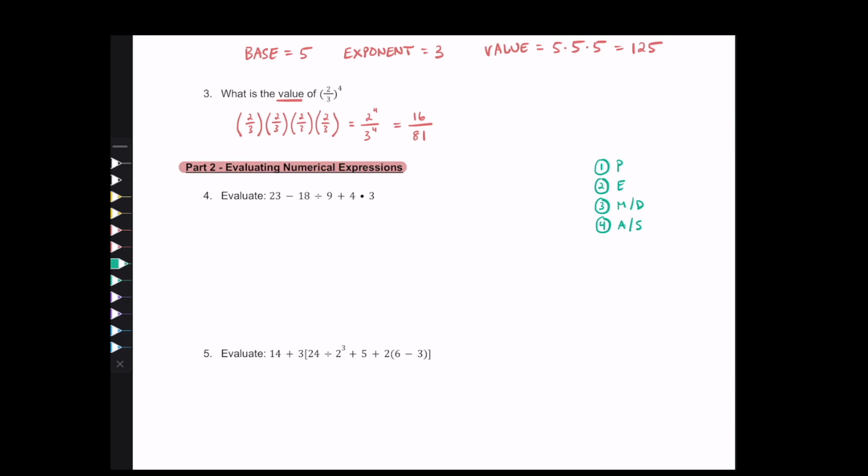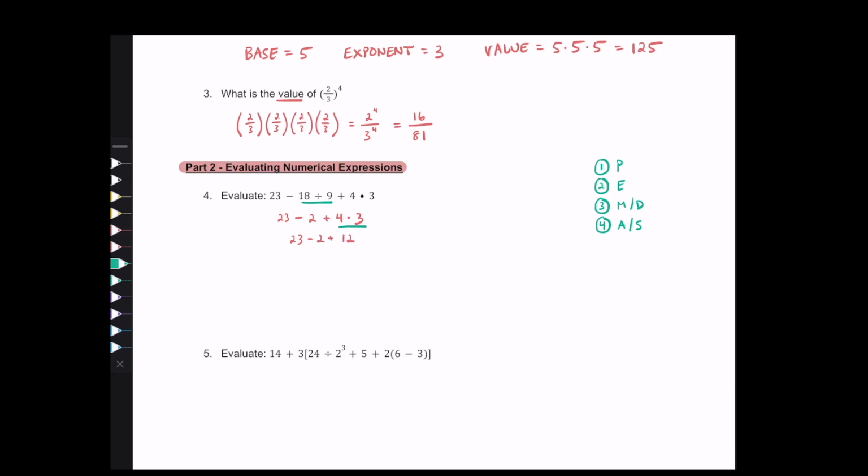Okay, so for this problem, I think we're going to do division first. If we go ahead and do that, that's going to be 23 minus, and 18 divided by 9 is 2. And so we're at 2 plus, and then I'm just going to copy the rest of this here. Then next, looks like multiplication is going to be the most important. So I'm just going to copy this 23 minus 2, and then 4 times 3 is 12. So just go ahead and write that.